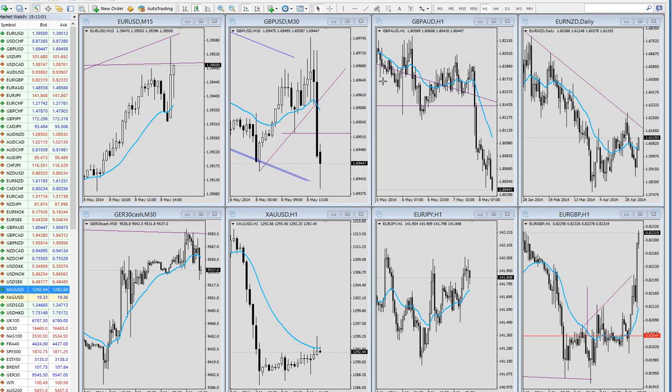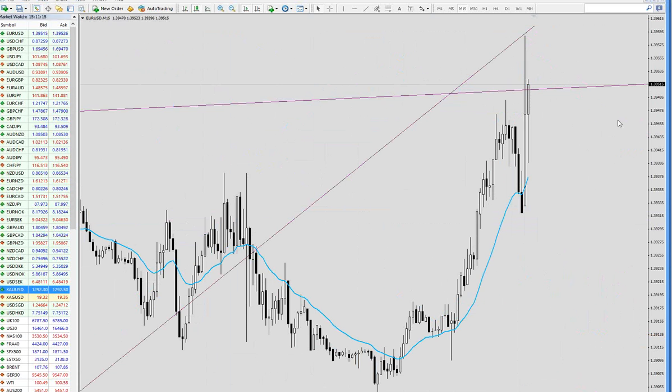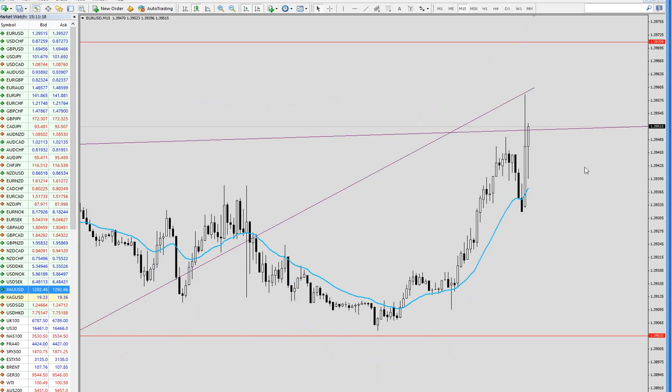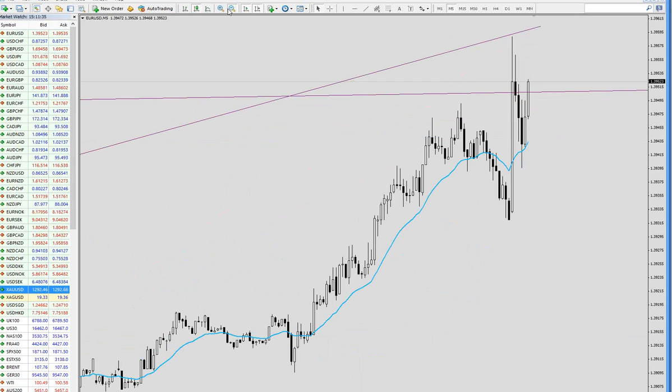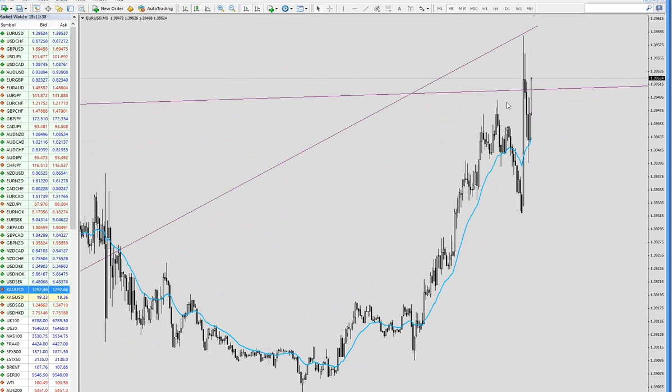Pound is bouncing back. Yeah, euro dollar is trying to go higher. How does this look on 5 minutes? We can easily retest 70 before the Draghi.